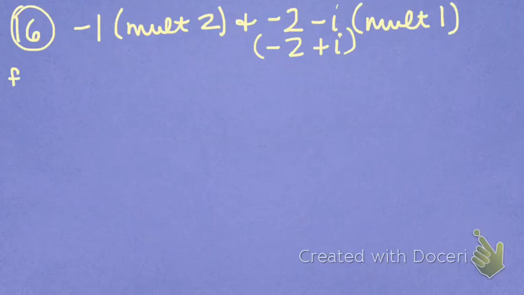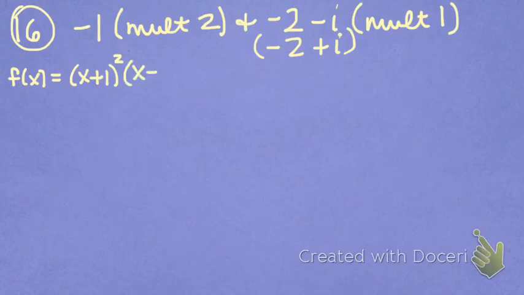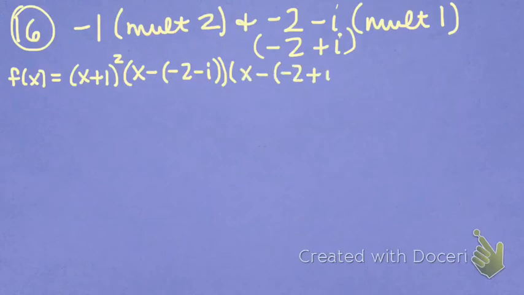So we start with f of x equals x plus 1, and that's squared because our multiplicity is 2. And then x minus 2 minus i has a multiplicity of 1. And since we want minimum degree, we will use the same multiplicity for our other zero, the conjugate that we brought in. So that's x minus negative 2 plus i. And now we're ready to start expanding.